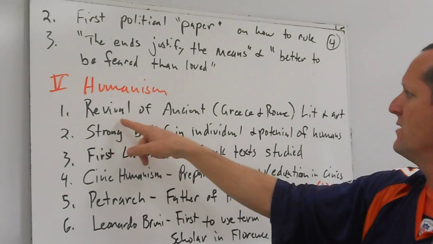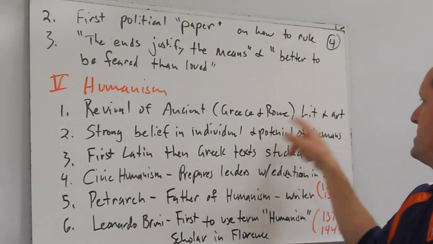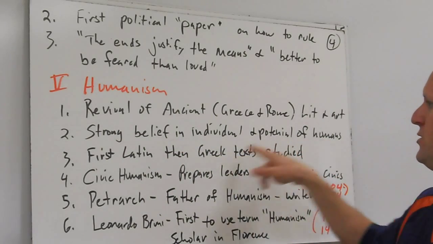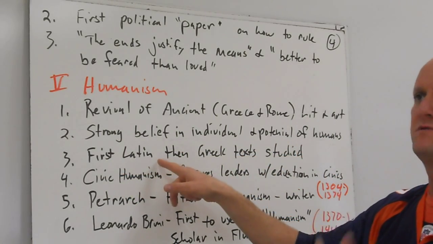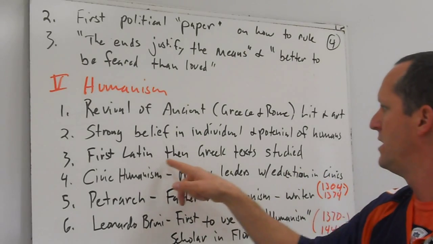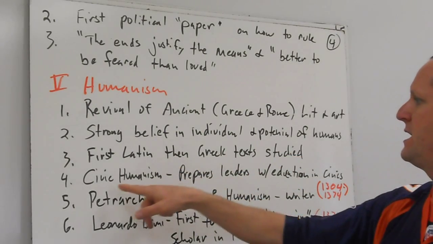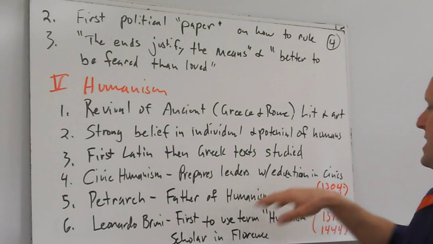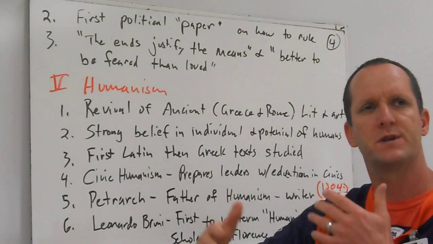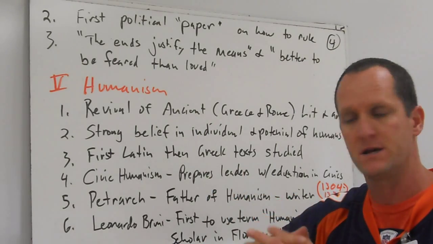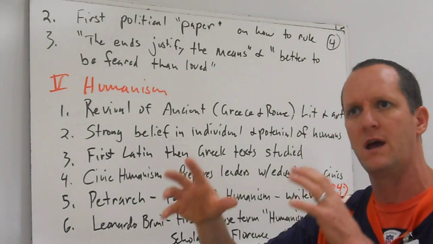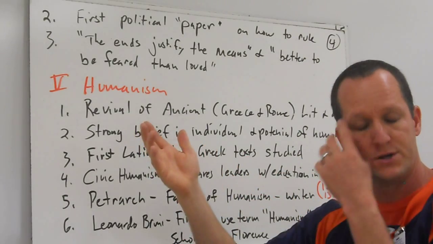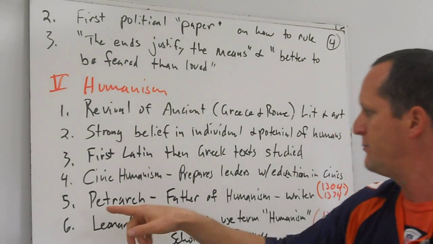Humanism: revival of the ancients, the Greeks and the Romans, literature and artwork, and a strong belief in the individual and the potential of humans. First Latin was revived, so first it came in the literature, then Greek texts were studied. Civic humanism prepares leaders with an education in civics, and this was considered very modern at the time. So this entire time we're looking at what is modern, and how modern is interpreted throughout this time period.